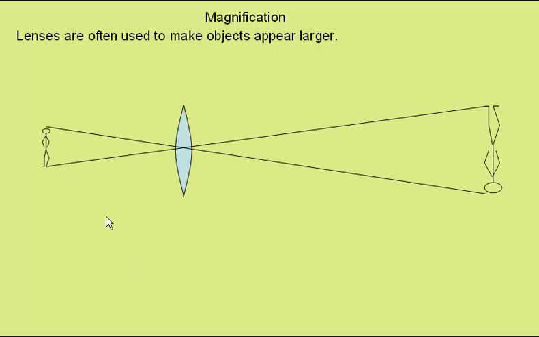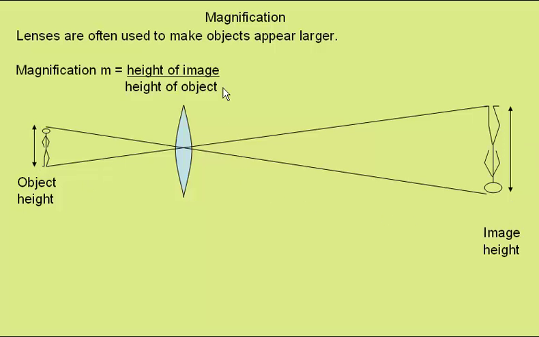Finally, magnification. Lenses are often used to make objects appear larger, for instance in microscopes or telescopes. Here we have an object which the light passes through a lens and becomes larger at this point. If this is the object height and this is the image height, the magnification, given the symbol m, will be the height of the image divided by the height of the object. That tells us how many times bigger the image is than the object.